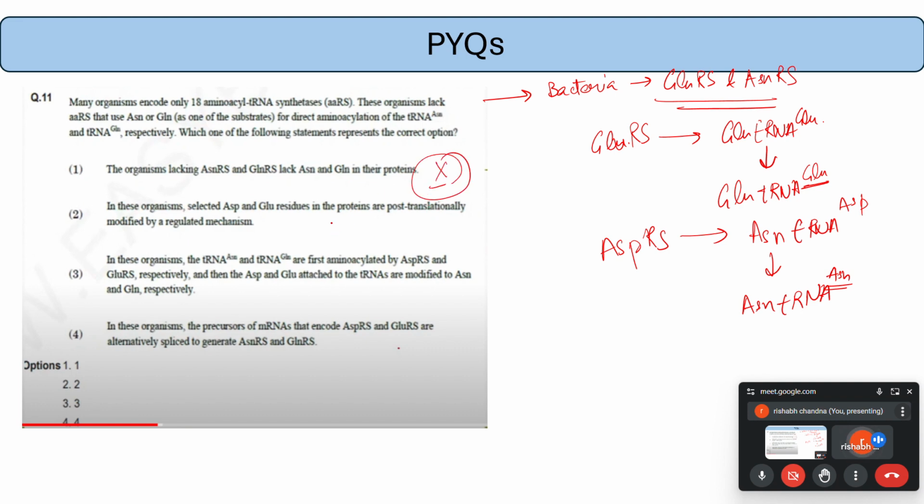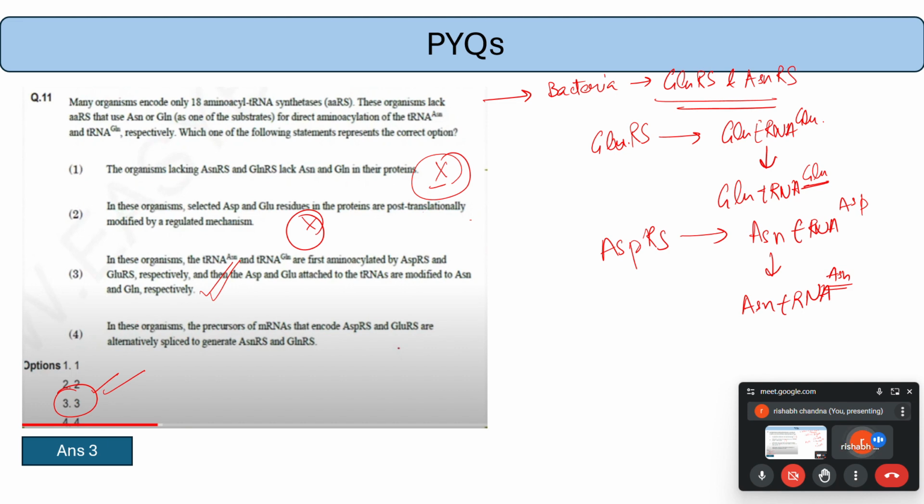Then we have: in these organisms, selected aspartate and glutamate residues in the protein are post translationally modified by a regulated mechanism. No, this is also wrong, because how can you distinguish between aspartate and asparagine then? Next: in these organisms, tRNA asparagine and tRNA glutamine are first aminoacylated by aspartate RS and glutamate RS respectively, and the aspartate and glutamate attached to the tRNAs are modified to asparagine and glutamine respectively. So yes, this is the correct answer. The correct answer is option number 3.